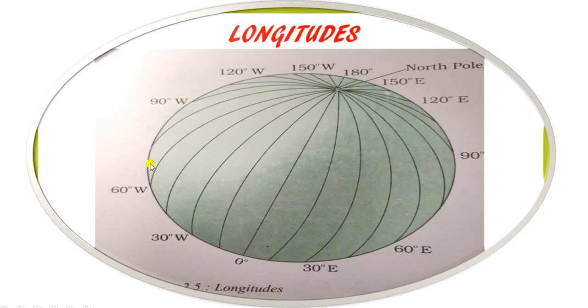That means if we go towards west, we are adding a day to our life. If we go towards east, we are losing a day to our life. That's how these longitudes play an important role as far as the calculation of time, in addition to locating a place, is concerned.